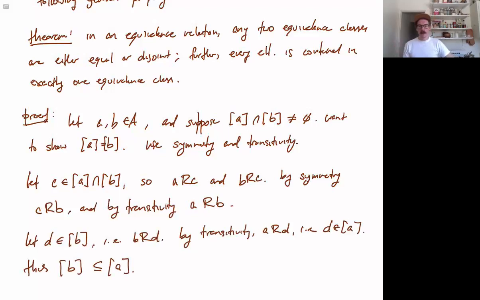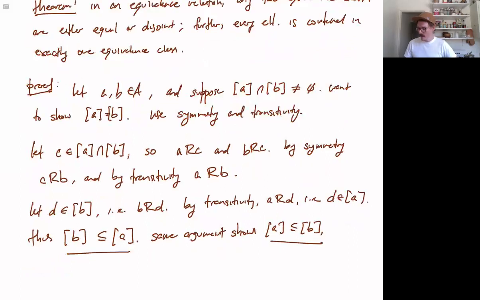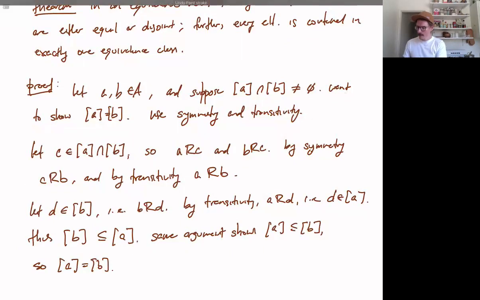And there was nothing special about the order. So, or by symmetry, we can reverse the order everywhere. So same argument shows that the equivalence class of A is contained in the equivalence class of B. And having shown the inclusions in both directions, we conclude that they are equal. And that is what we wanted to show. So that's the first part of our theorem.